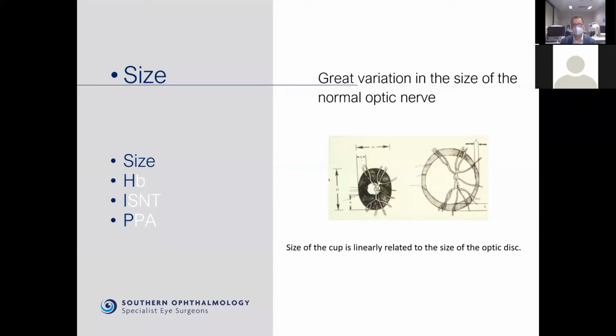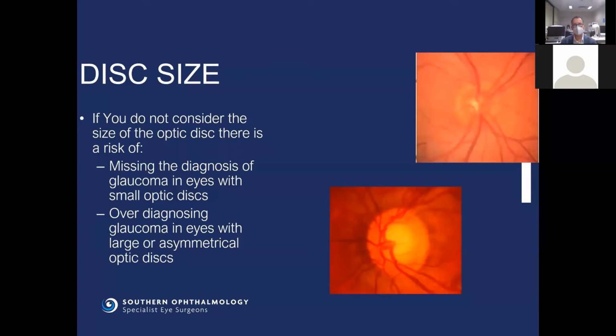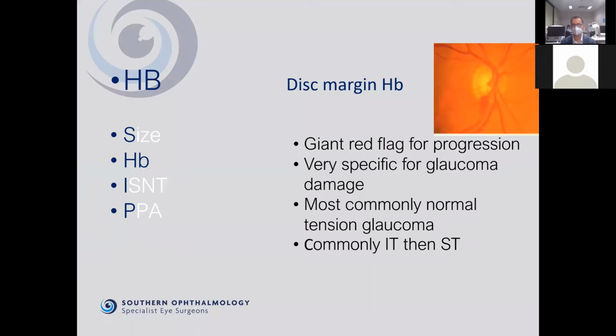So there is a great variation in the size of the normal optic nerve, and the size of the cup is linearly related to the size of the optic disc. We should measure this either with our direct ophthalmoscope using the 5-degree target, or measure it directly at the slit lamp, making an appropriate adjustment depending on whether we're using a 60, 78, or 90 diopter lens. If we do not consider the size of the optic disc, there's a risk of missing the diagnosis in glaucoma in eyes with small optic discs and overdiagnosing glaucoma in eyes with large or asymmetrical optic discs.